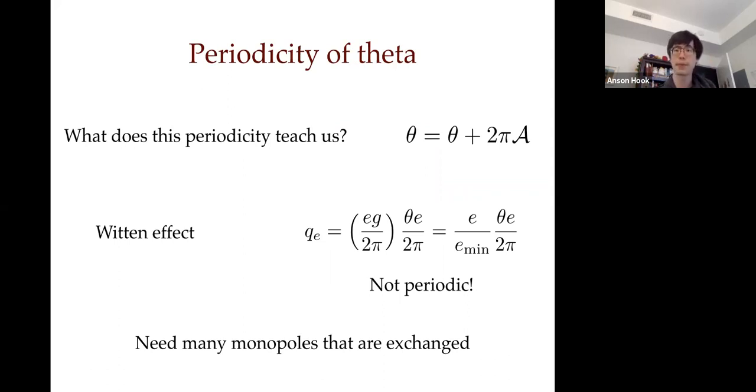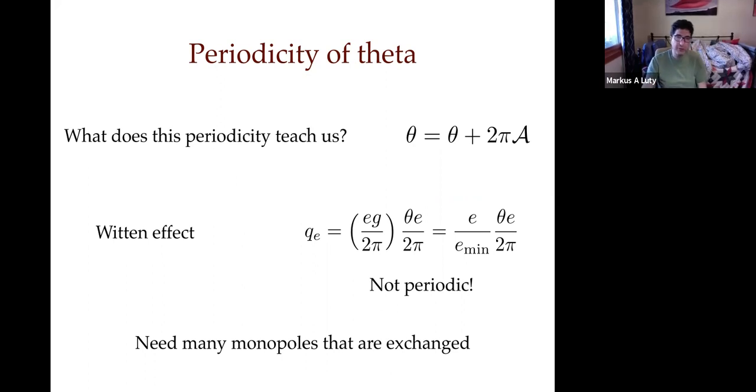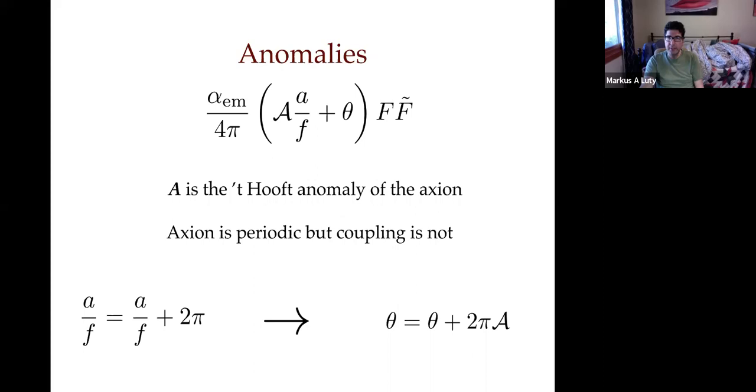Sorry, this is Marcus. Can you just say a little bit more about how you're normalizing A here? Because the alpha is in principle an arbitrary normalization. Is there a canonical normalization of A relative to the periodicity of the coefficient of F F dual?